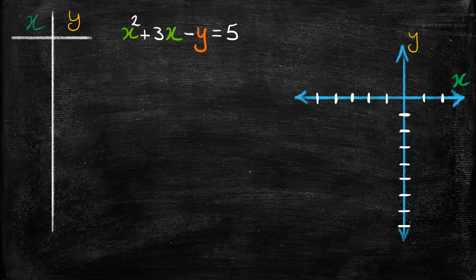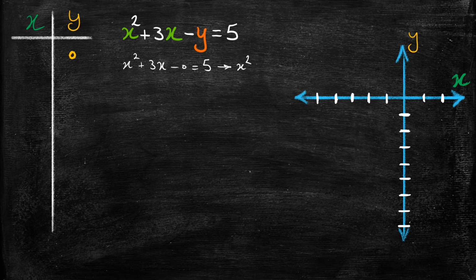For example, if I say, what is the value of x when y is 0? Then I will have to basically solve a second degree equation with one unknown. We're going to demonstrate that. So let's substitute y as 0. So we get x squared plus 3x minus 0 equals 5. Then I'm going to simplify that.